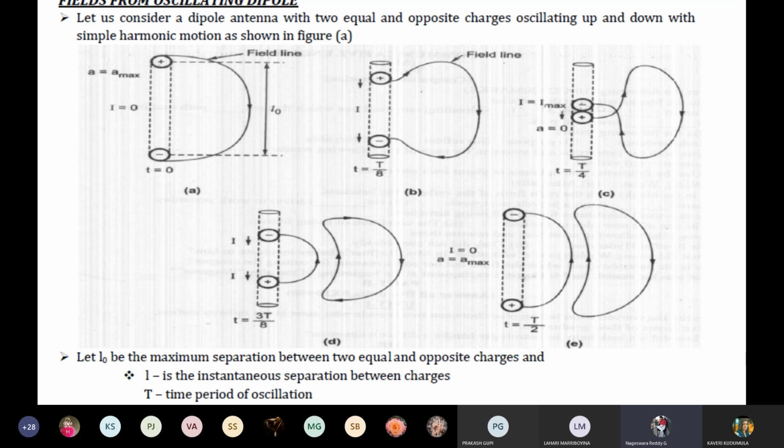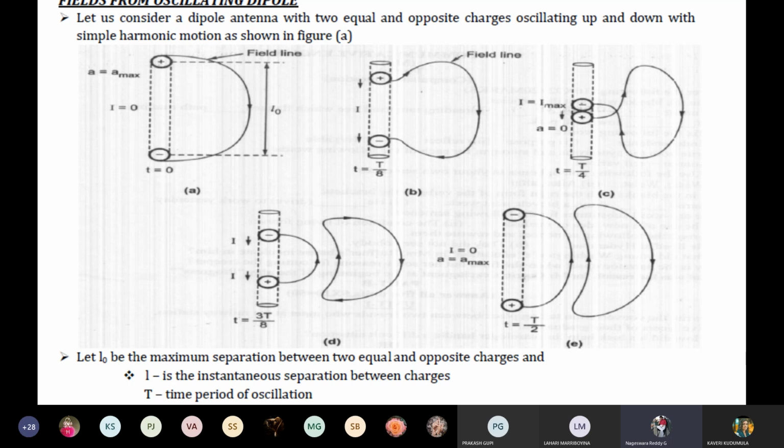At figure D, at t = 3T/8, the charges move away from the center of the dipole. The field line is completely detached and released from the dipole, so the wave is released. After detachment of the field line, a new field line starts developing, as shown in figure D.